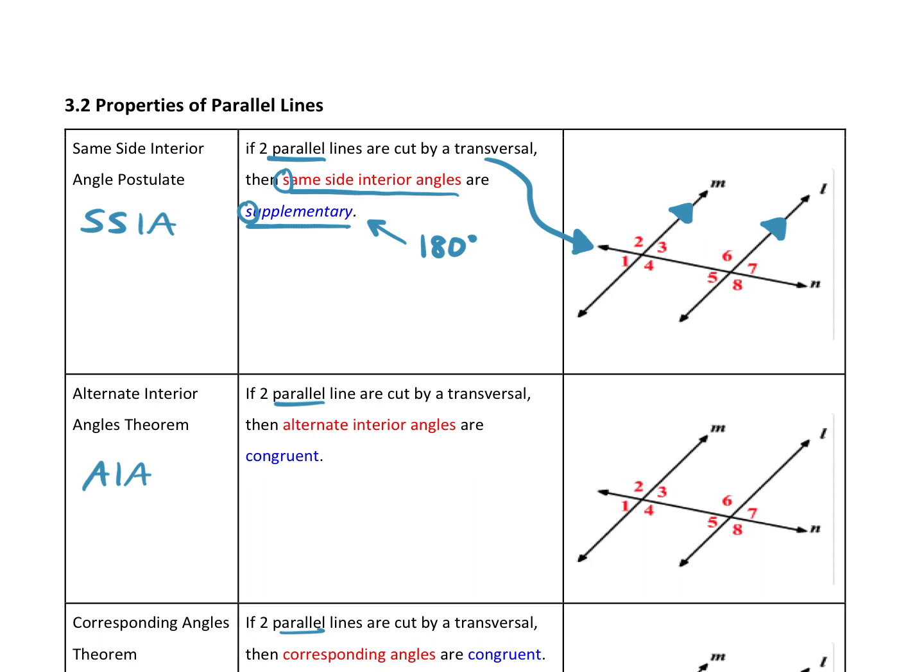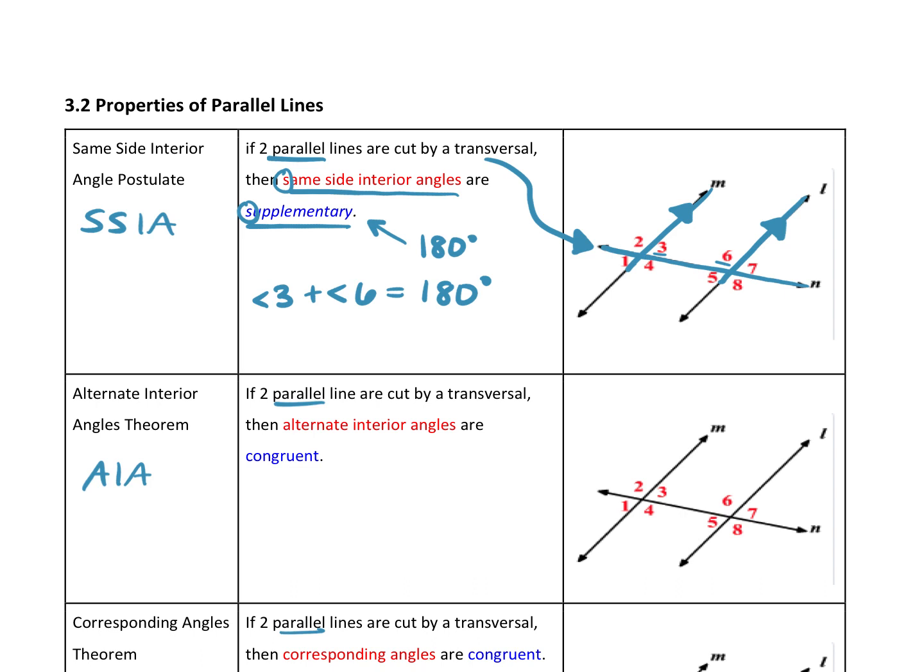What that means in this picture is, your same side interior angles are on the same side of the transversal, this being our transversal. Right now, 3 and 6 are on the same side, but they're also inside the parallel lines. So those are your same side interior angles. We would say angle 3 plus angle 6 will equal 180 degrees every time.